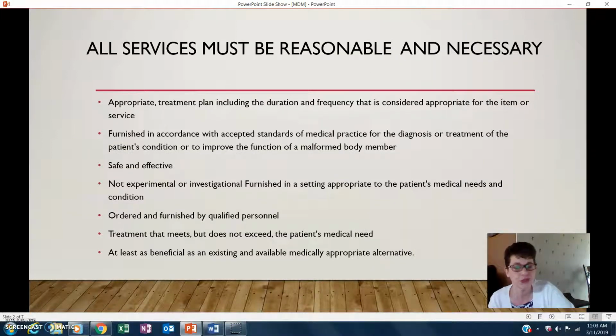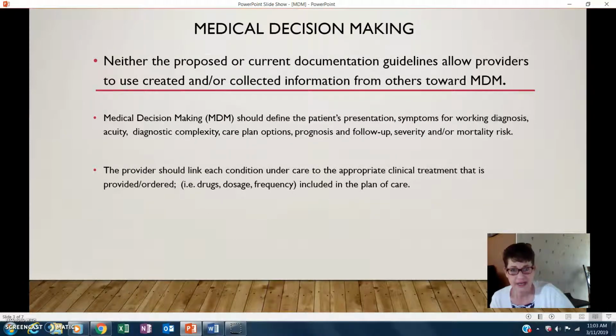So this is old news for everyone that knows. All services must be reasonable and necessary. They must be safe. They must be ordered. They must be medically appropriate. This is not new information. It hasn't changed, and it's not going to. This is the premise of all the coverage and payment contracts. Medical decision making. Again, this is the constant factor.